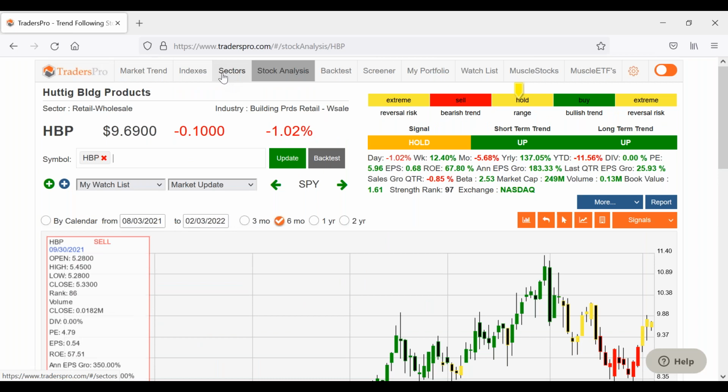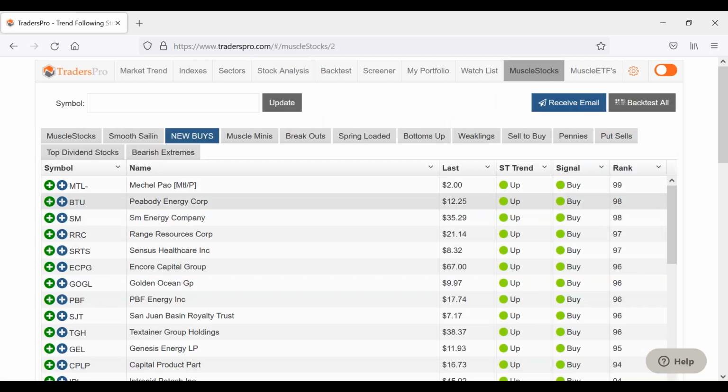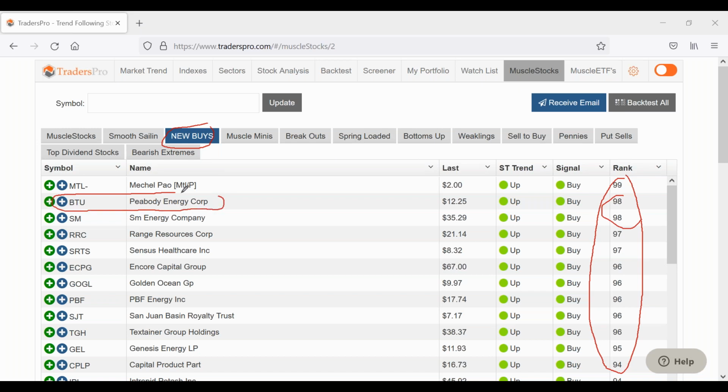Another area I found a couple of trades too was if you go under your muscle stocks, you can go under your new buy tab right here. These are stocks that have just gone to a buy signal. And these are all 90 strength ranked stocks. You can look at the 98. I didn't like those patterns as well. It's not like I didn't like the pattern on BTU. It's just a coal stock.